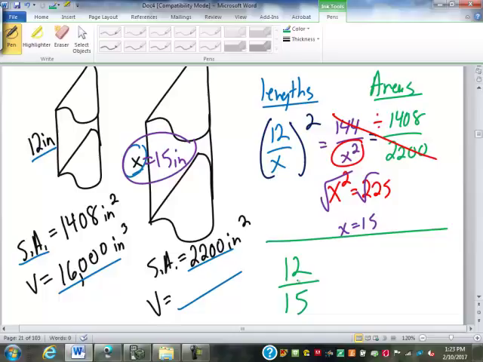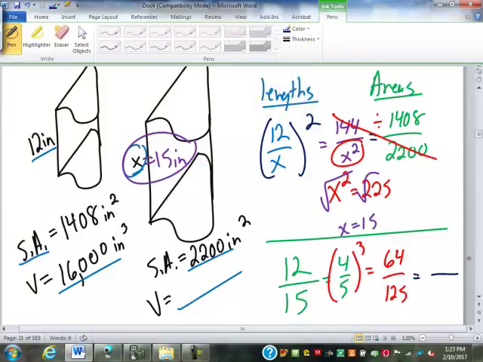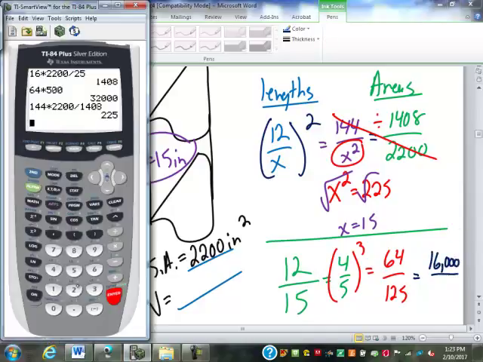Now I bet you can find the volume. So we've got 12 to 15, which is going to reduce to a 4 to 5 ratio. For volumes, we're going to do what to it? Cube it. It's a 64 to 125. And we have the 16,000 on top. So we're going to take the 16,000 times 125 and divide it by 64. 31,250.